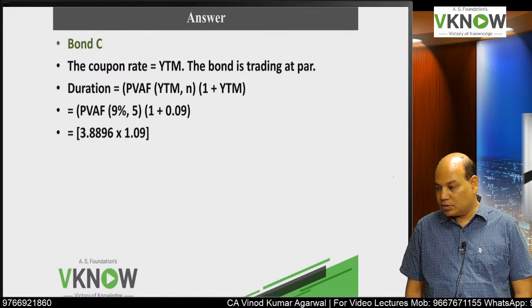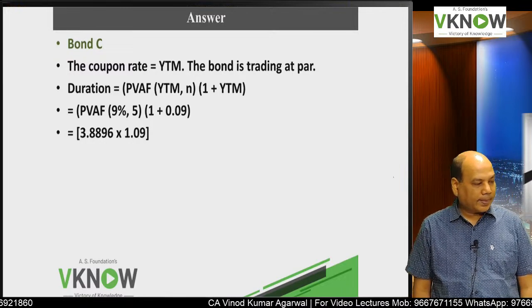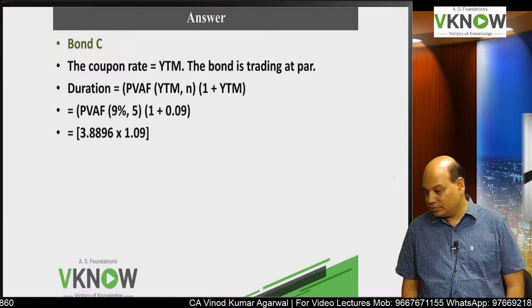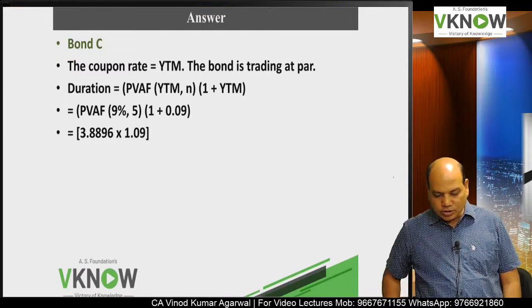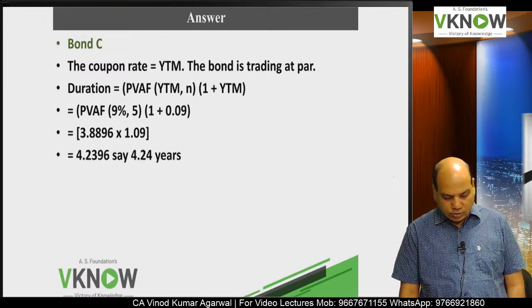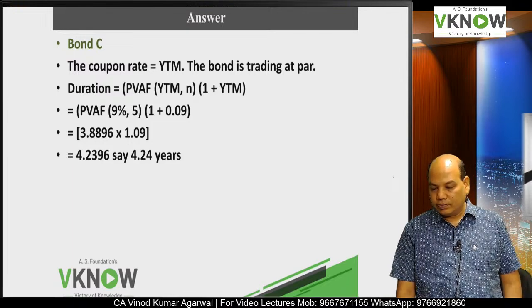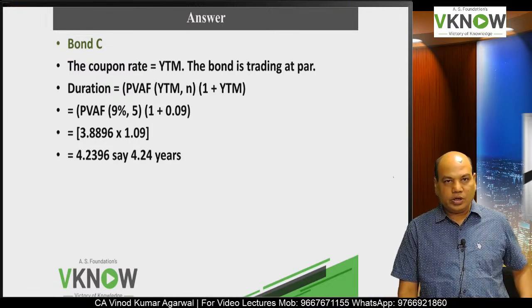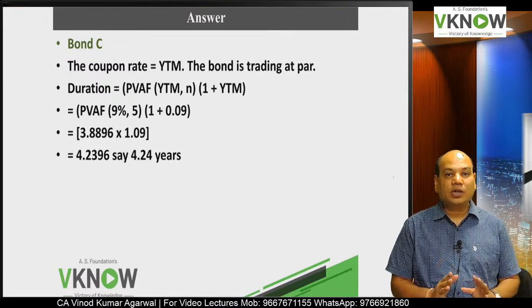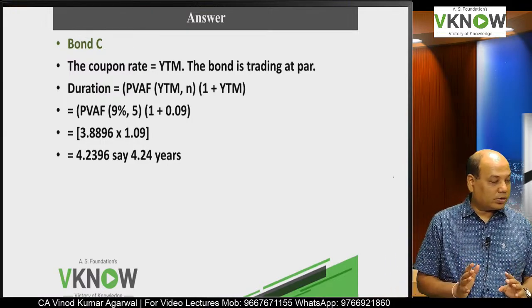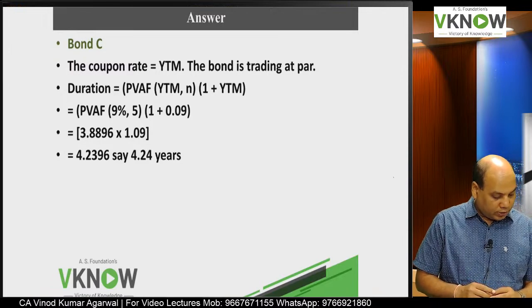Yes, answer please. Who will reply fast? Answer of bond C is 4.24 years, and the present value is 100 rupees. So we have answered part 1 of the question. It's a long question: compute duration of each bond.